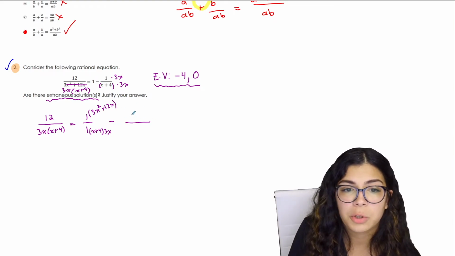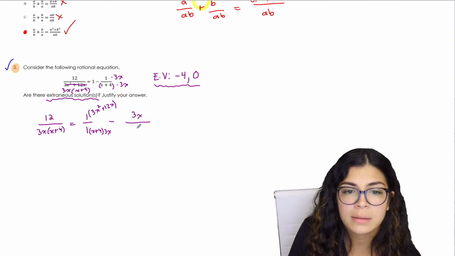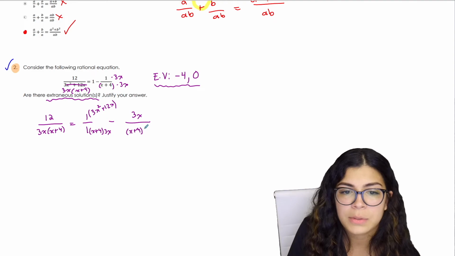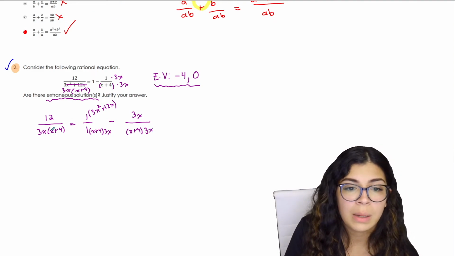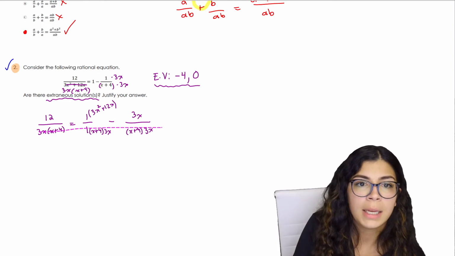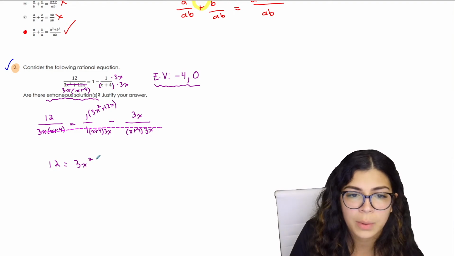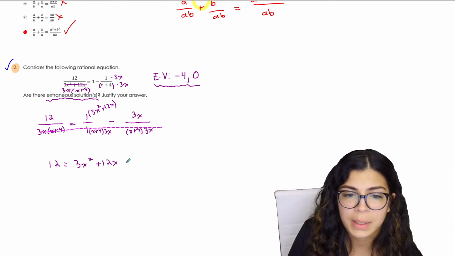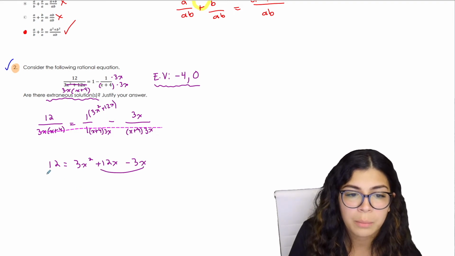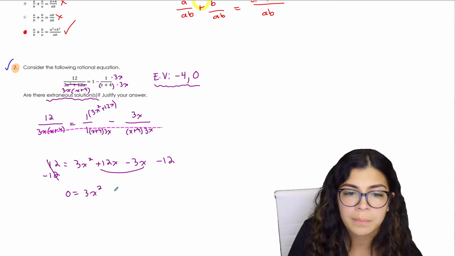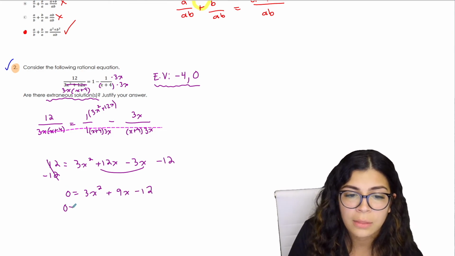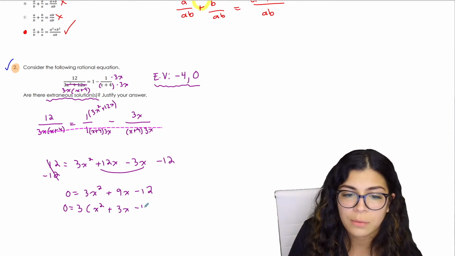For the second fraction, we had to multiply by 3x on top and bottom, so we get 3x over the x plus 4 times 3x. The denominators are all the same, so they all cancel, and we end up with 12 equals, 1 times anything is itself, so we get 3x squared plus 12x, and minus 3x. Combining like terms and bringing over the 12 to this side, we would get 0 equals 3x squared plus 9x minus 12. We could then factor out a 3, which gives us x squared plus 3x minus 4.